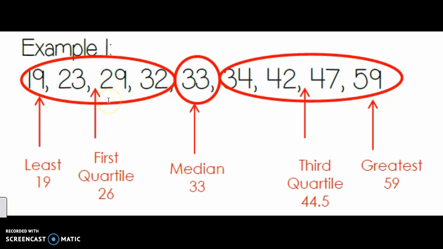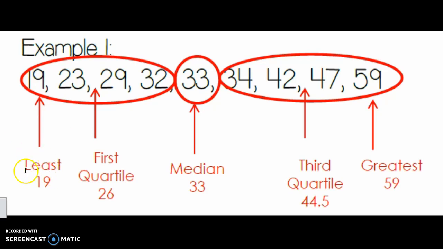And the way we find the middle of those two numbers is to find the mean. So we would add 23 plus 29, and we would get 52. And 52 divided by the 2 numbers we added together is 26. So the mean of those 2 numbers is 26.